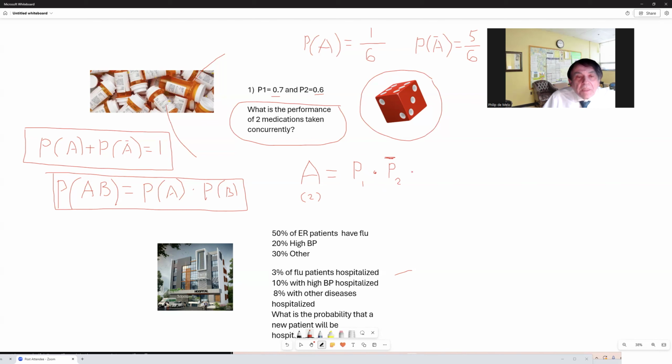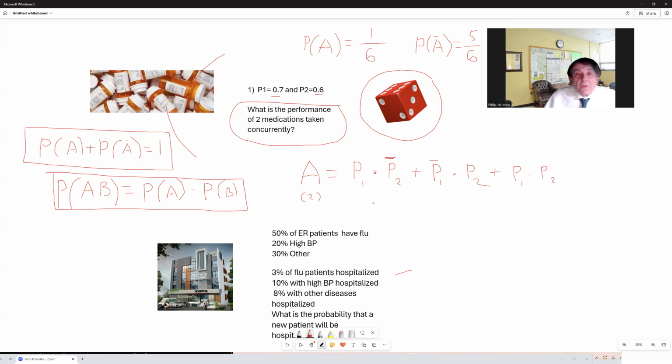Now, the second one will be that P1 doesn't work, because performance is not 100%. It is 0.7, so sometimes it doesn't work. So P1 bar multiplied by P2. What does it mean? P1 doesn't work, this medication doesn't show effect, but P2 works, so we have at least one works, okay? Then we have another possibility that both work, so we're also happy with that. P1, P2.